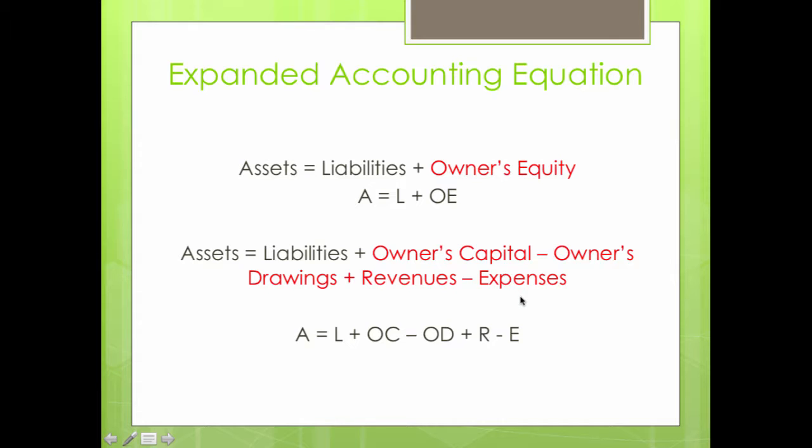So the expanded equation is expanded in the area of owner's equity. Owner's equity is equal to owner's capital minus owner's drawings plus revenues minus expenses. So if we substitute this information under owner's equity, our expanded accounting equation becomes assets equals liabilities plus owner's capital minus owner's drawings plus revenue minus expenses. And the abbreviated equation is here below.